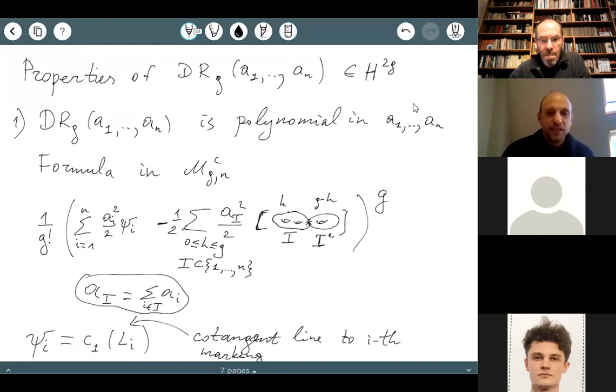Originally this formula appeared in Hain's paper, so it's called Hain's formula. He wrote it in a slightly different way, where psi classes were indeed pullbacks from M_{g,1}, and then in this sum you didn't get genus zero. When you re-express the psi classes from their pullbacks, you get this formula, which is more compact and easier to write.